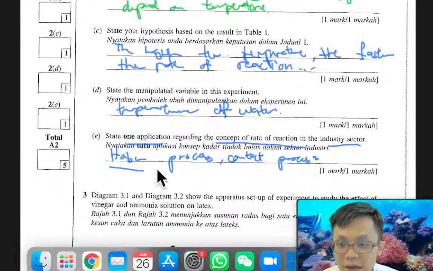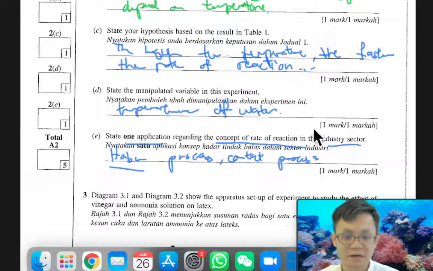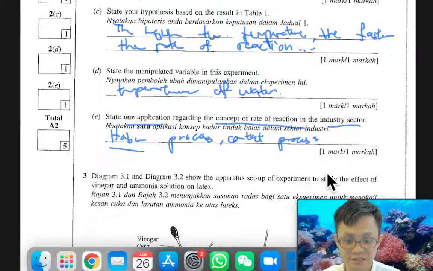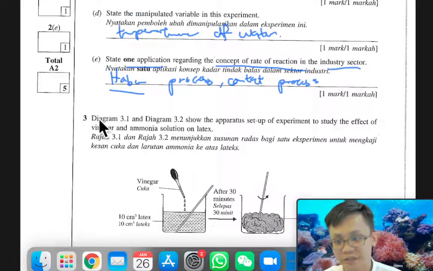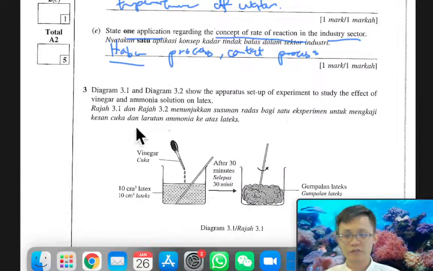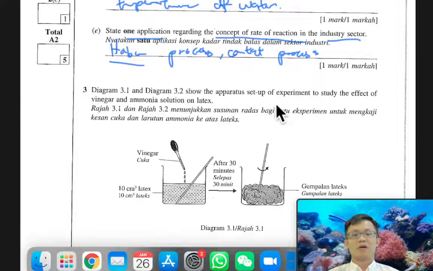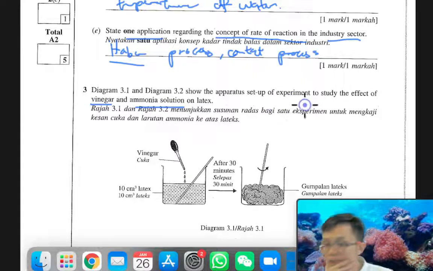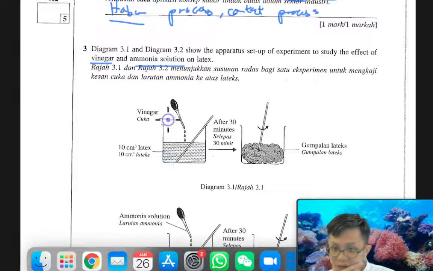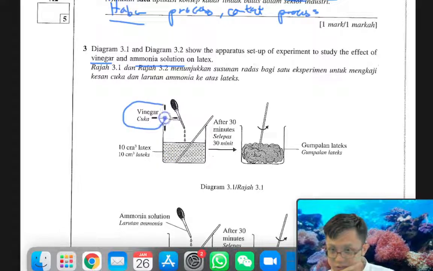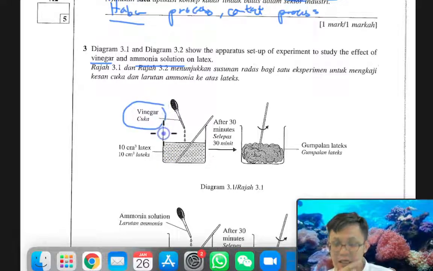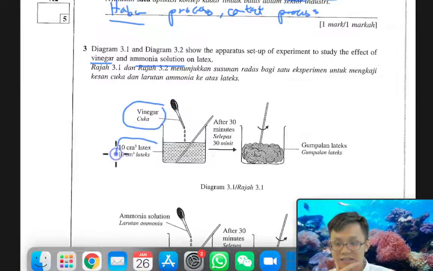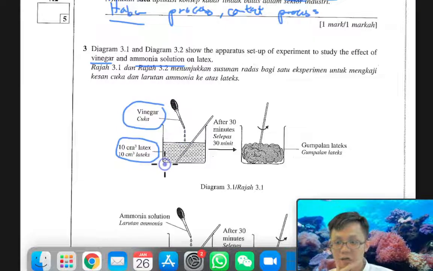Okay, the Haber process or contact process answers the question on chemical rate of reaction. Question number 3: diagrams 3.1 and 3.2 show the apparatus setup of an experiment to study the effect of vinegar and ammonia solution on latex. They use vinegar, which is acidic, right? Yes. So you mix it with latex. Latex is what? Rubber.